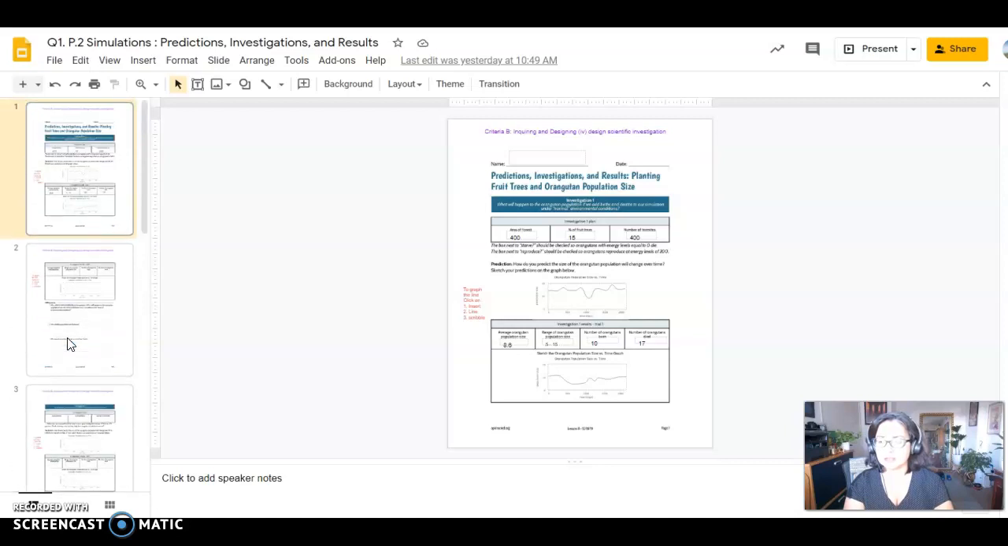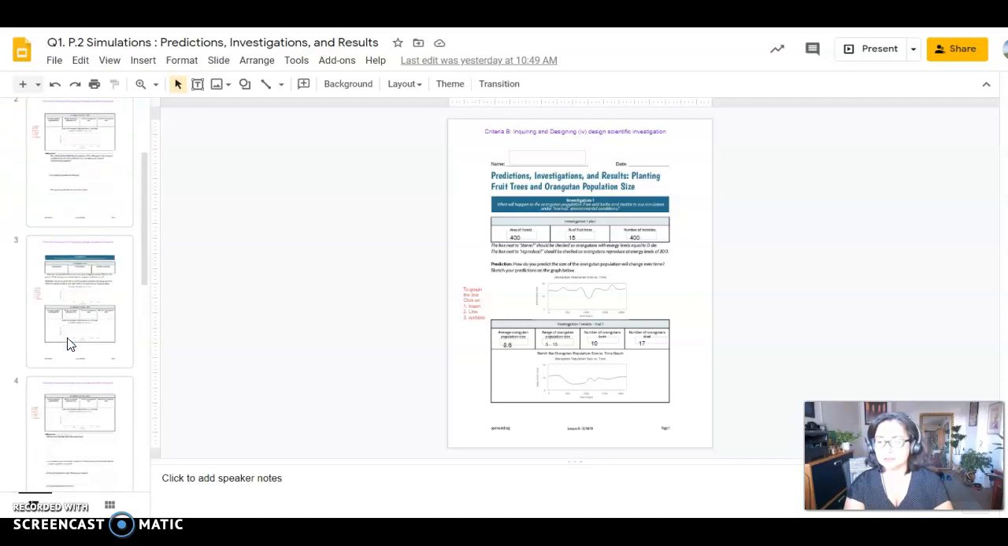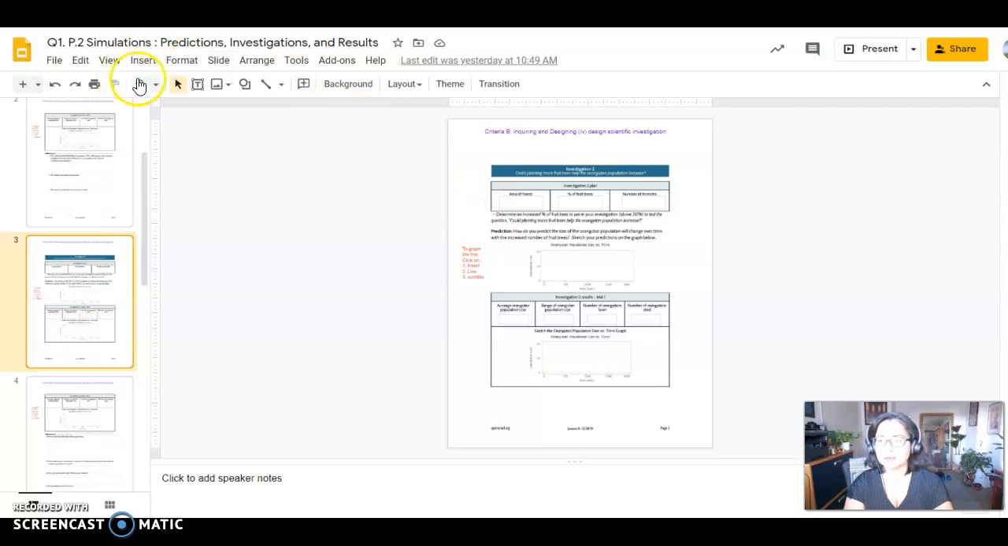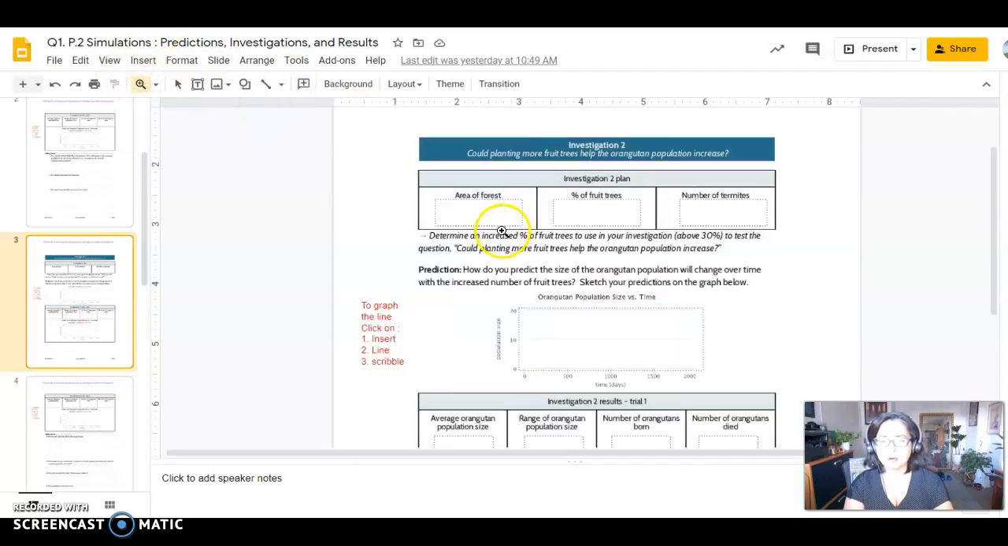When you get to simulation 2, or I should call it investigation 2, you are keeping all these numbers, area, forest, the same. You're keeping the number of termites the same as the first one that you did. The only thing you're changing is the percentage of fruit trees that you're going to have. And in your groups, you need to decide what percentage you want to increase it to. You started off with 15%, I think, for investigation 1. Maybe you might want to move it up to a different percentage. But you all need to have the same percentage in your groups.